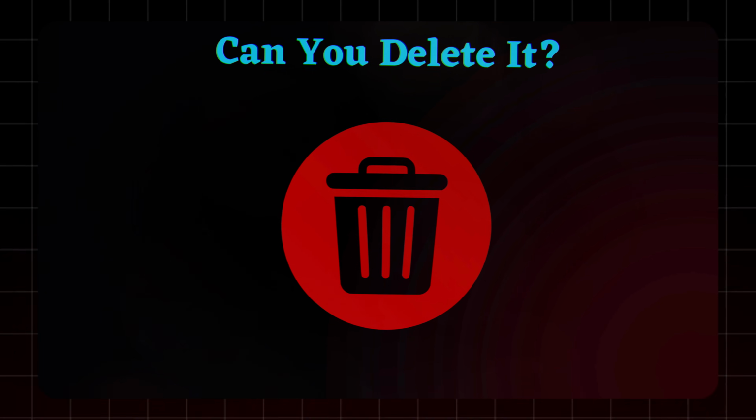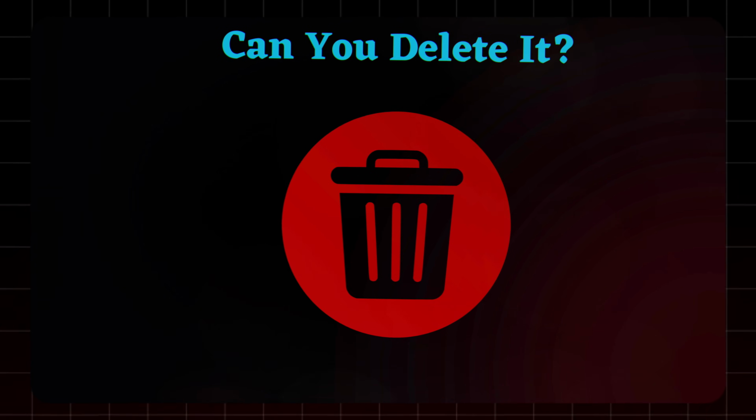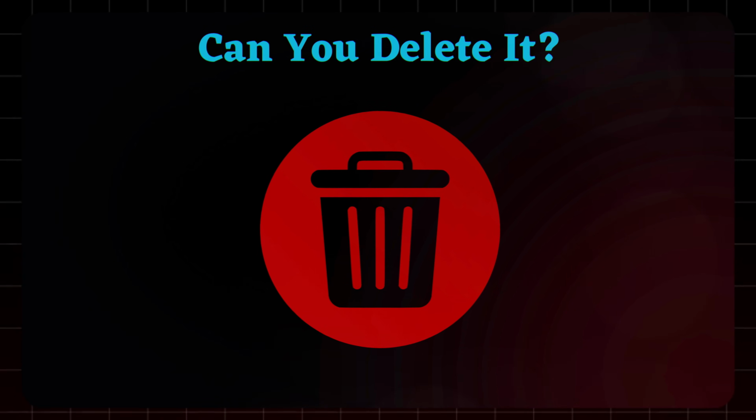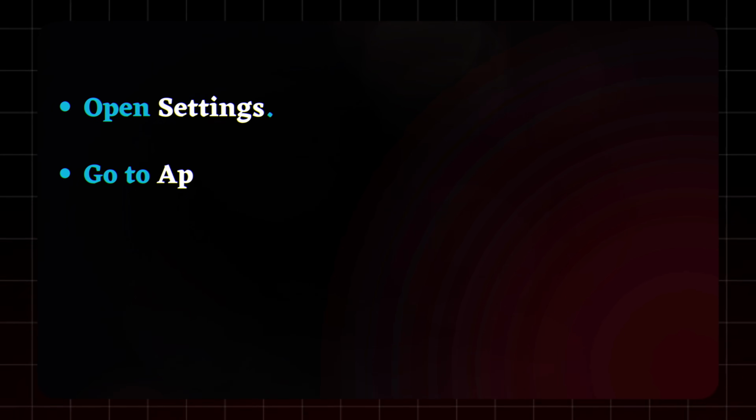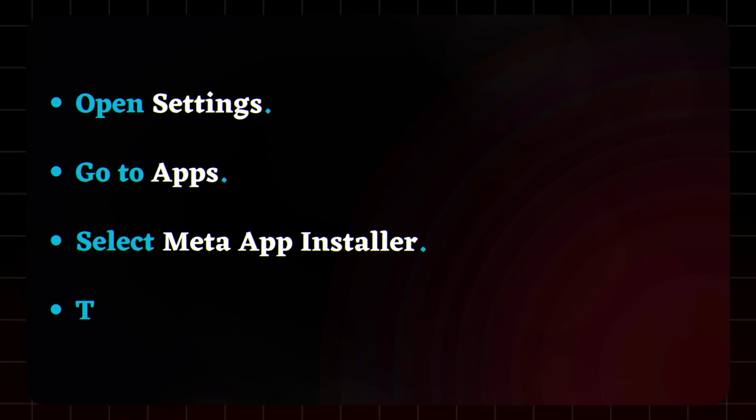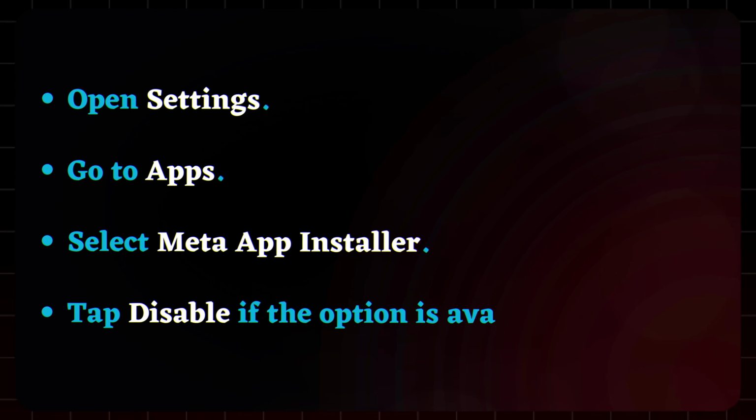Can you delete it? Most Android phones won't let you uninstall Meta App Installer because it's a system app. However, you can often open Settings, go to Apps, select Meta App Installer, tap Disable if the option is available.